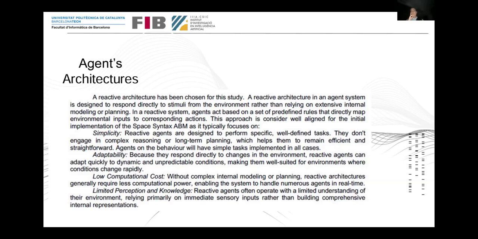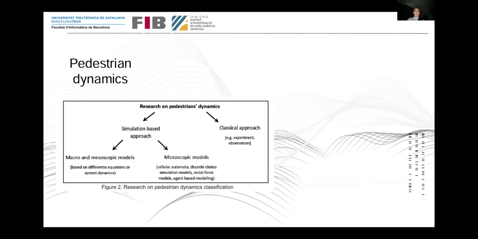The sample that was validated was the one with a reactive architecture, chosen due to the simplicity of the agents, their adaptability, obviously the low computational cost, and also because at the very beginning we considered that this was the type of architecture closest to the initial experiments developed by Turner.